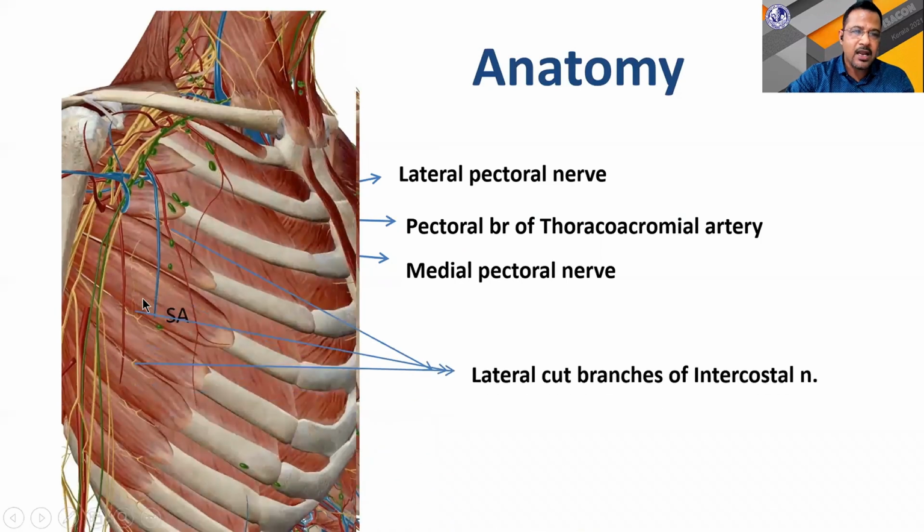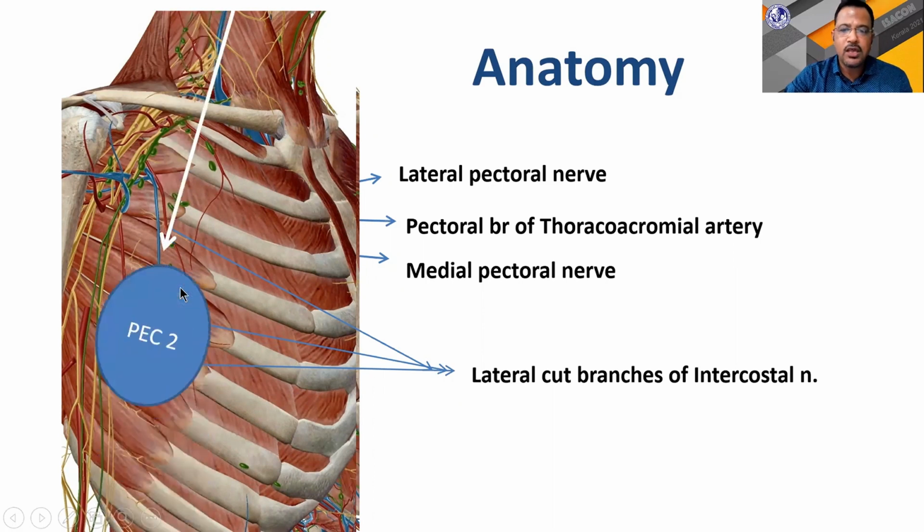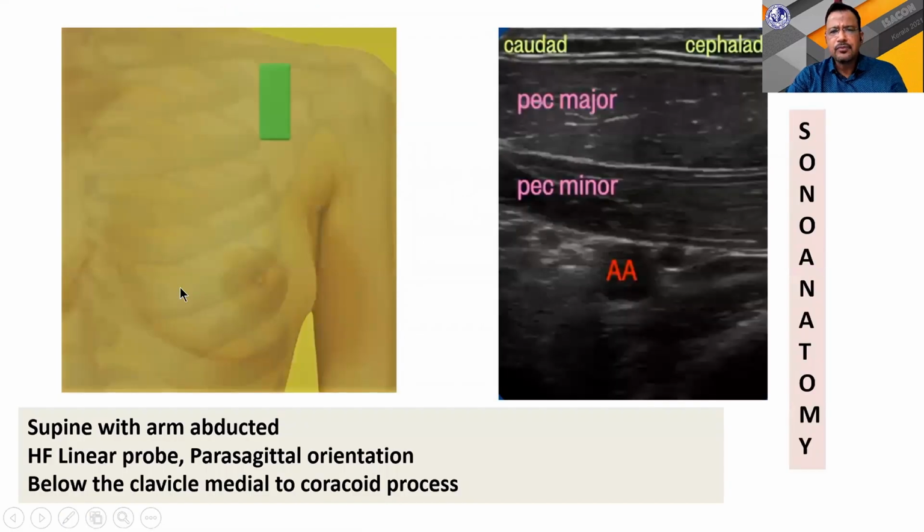Now, this is the pec major and minor muscle, and this is the serratus anterior muscle. If I remove the pec minor muscle, this is the serratus anterior muscle, and you can see the lateral cutaneous branches of the intercostal nerves running on the serratus anterior muscle. If I put the needle between the pec minor and the serratus anterior muscle, it blocks the lateral cutaneous branches of the intercostal nerve from T2 to T6, and it becomes a pec 2 block.